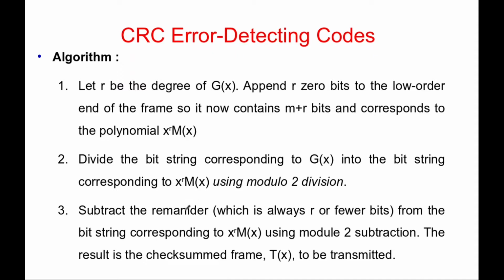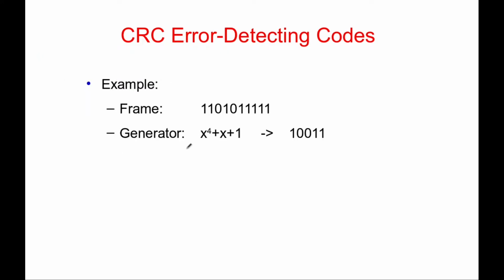So if there is some remainder, which will always be r or fewer bits, subtract that remainder from the original polynomial x raised to r m(x), using once again modulo 2 subtraction. And whatever we get is called T(x), which is the checksum frame. This T(x), the checksum frame, is the frame which is transmitted to the receiver. So that is very important. We will rather see that with one example.